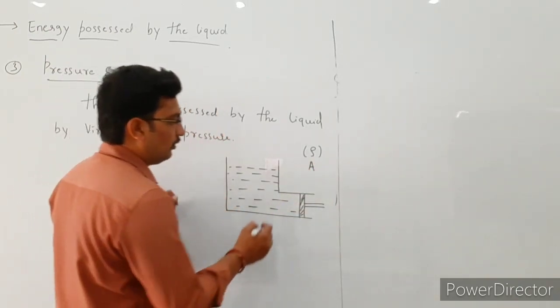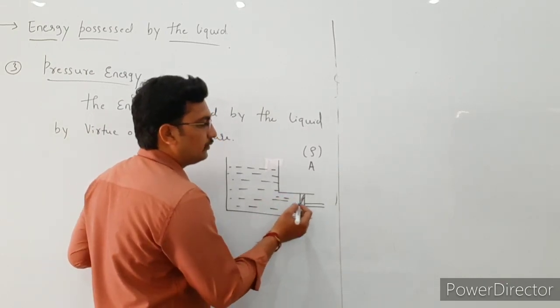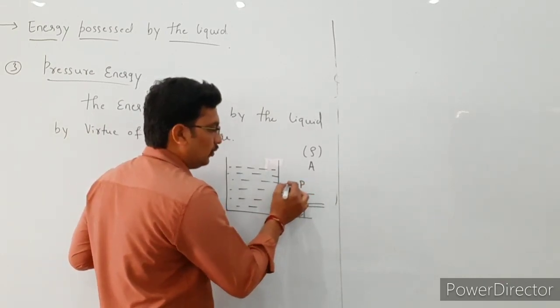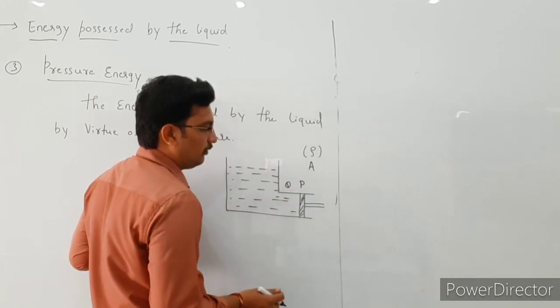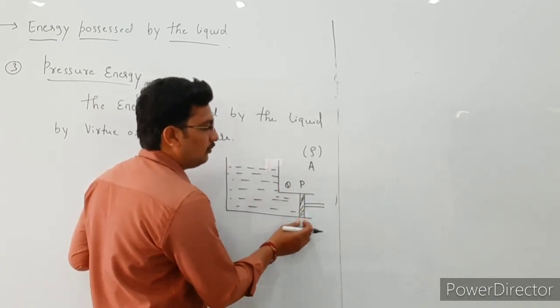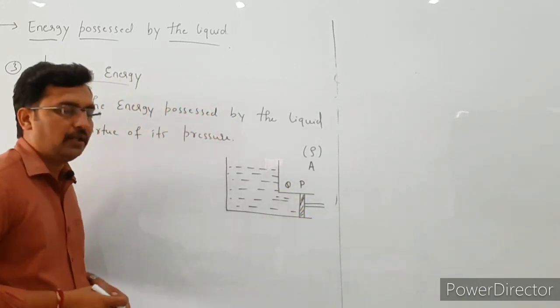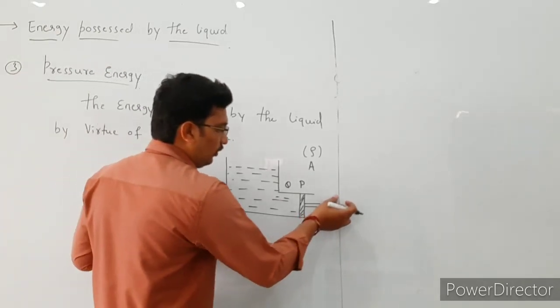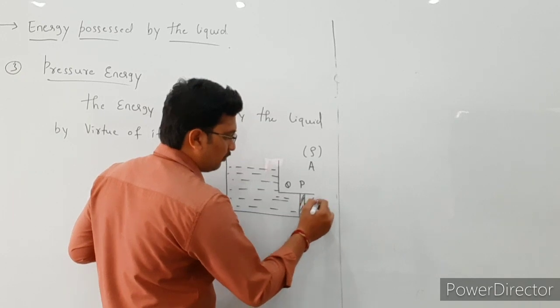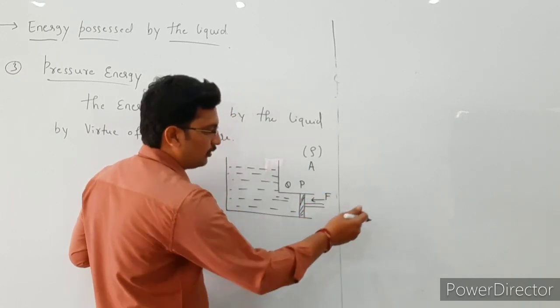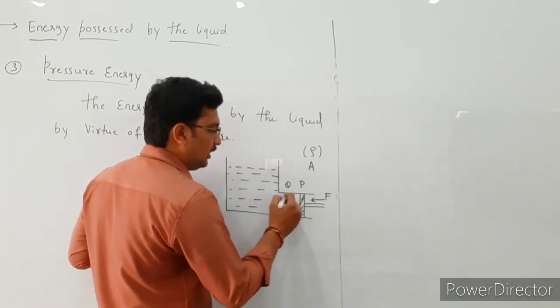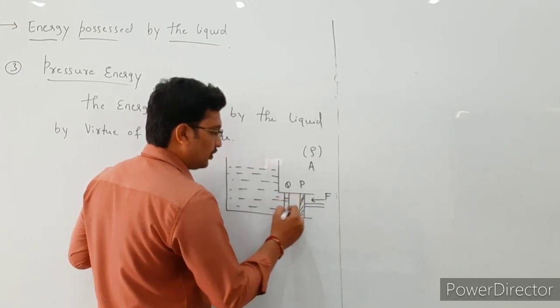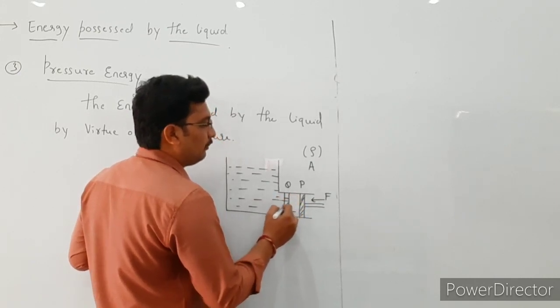In this case we want to shift the position of this piston from P to Q. For that we have to do some amount of work, so we apply some amount of force on the piston in this direction. Due to that force, the position of the piston changes from P to Q.